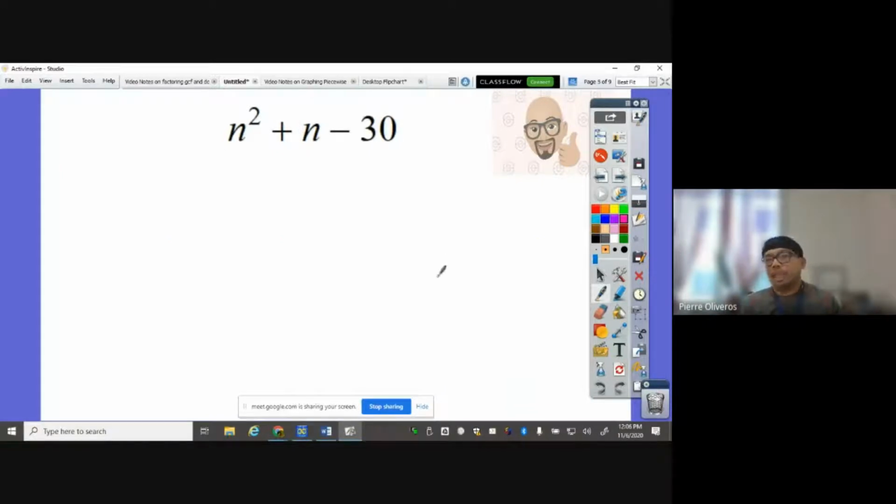N squared plus n minus 30. The value of A here is 1. The value of B here is also 1. The value of C here is negative 30. So this will be negative 30 and 1 right here.